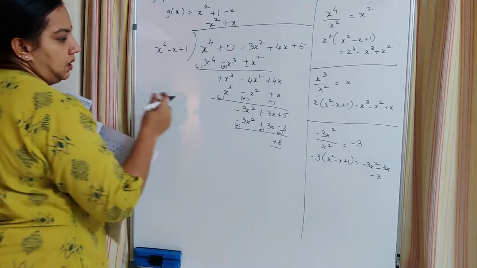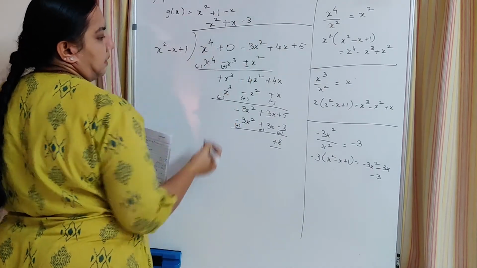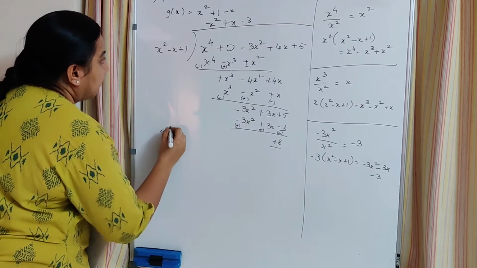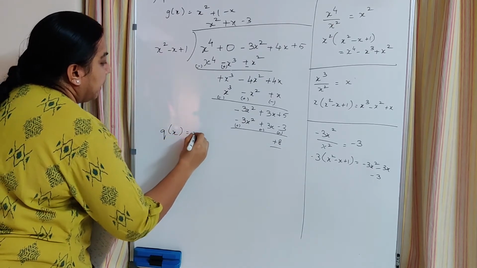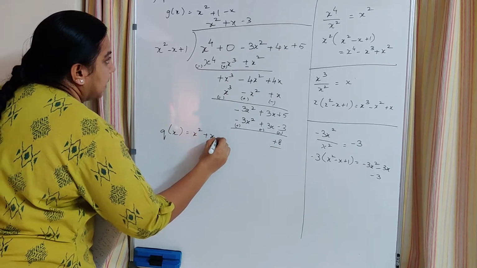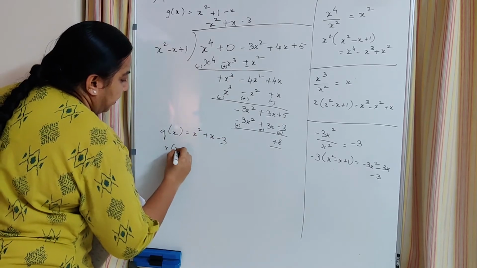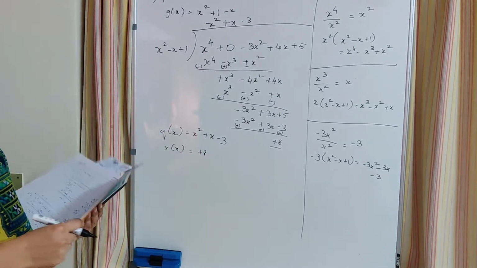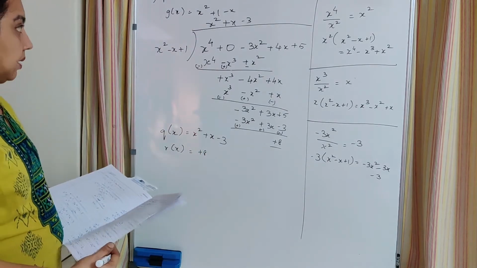See, I left out this term again. So this sum, quotient of x is equal to x square plus x minus 3. Remainder of x is equal to plus 8. That's it. And we'll go to the next sum.